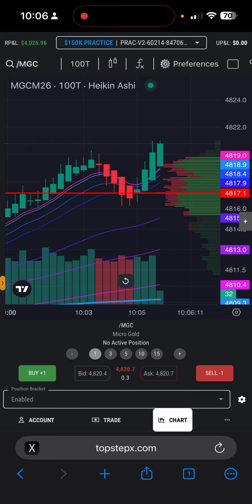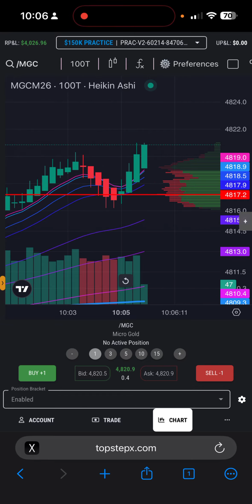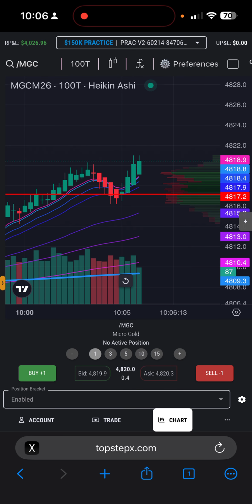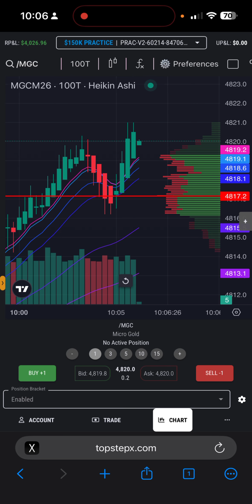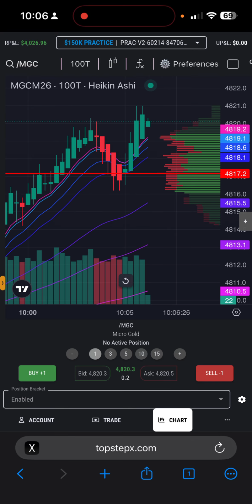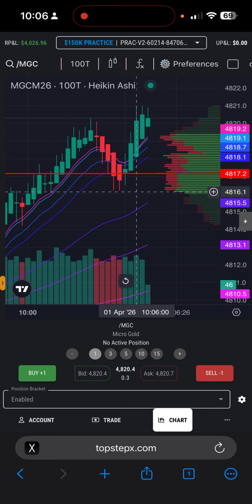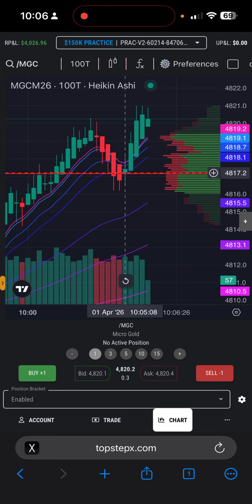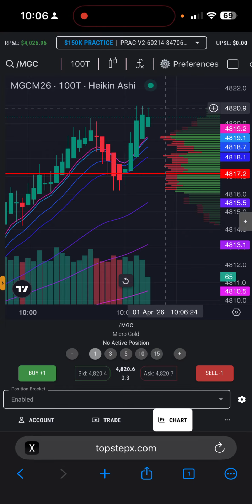So that's 100 tick scalping, micro gold, 100 tick Heikin-Ashi. And you see, you guys don't really need any indicators. I'm just using EMAs. Really ignore the volume profile. Ignore all that. I'm just using the green or the red for the candles. And then when you get a swing low and you get a reversal candle, then you take a long. You get a swing high, you get a reversal candle, take a short.